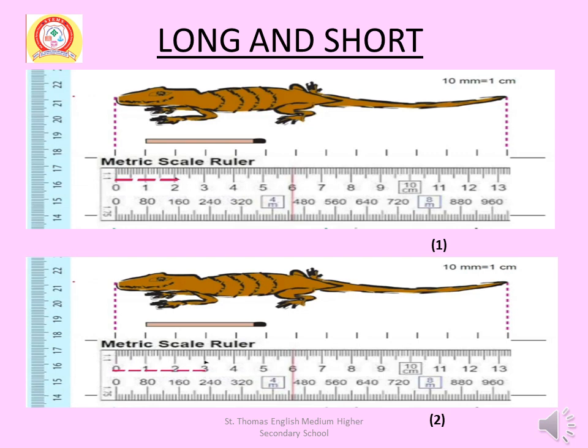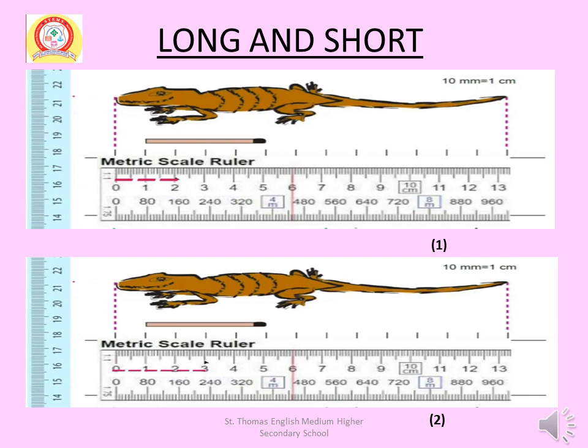Now you will measure the length of the lizard and the matchstick with the help of the ruler. In picture 1, you can see red dotted lines on the ruler from 0 to 2. That means it measures 2 centimeters. In picture 2, the red dotted line is from 0 to 3. So it measures 3 centimeters.